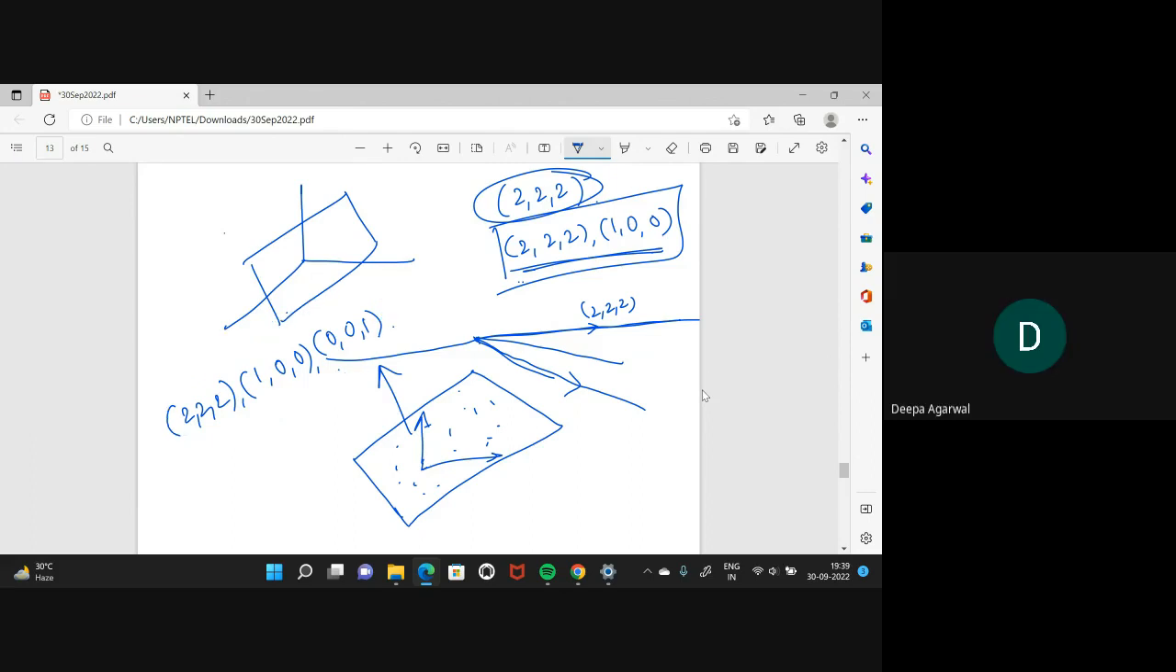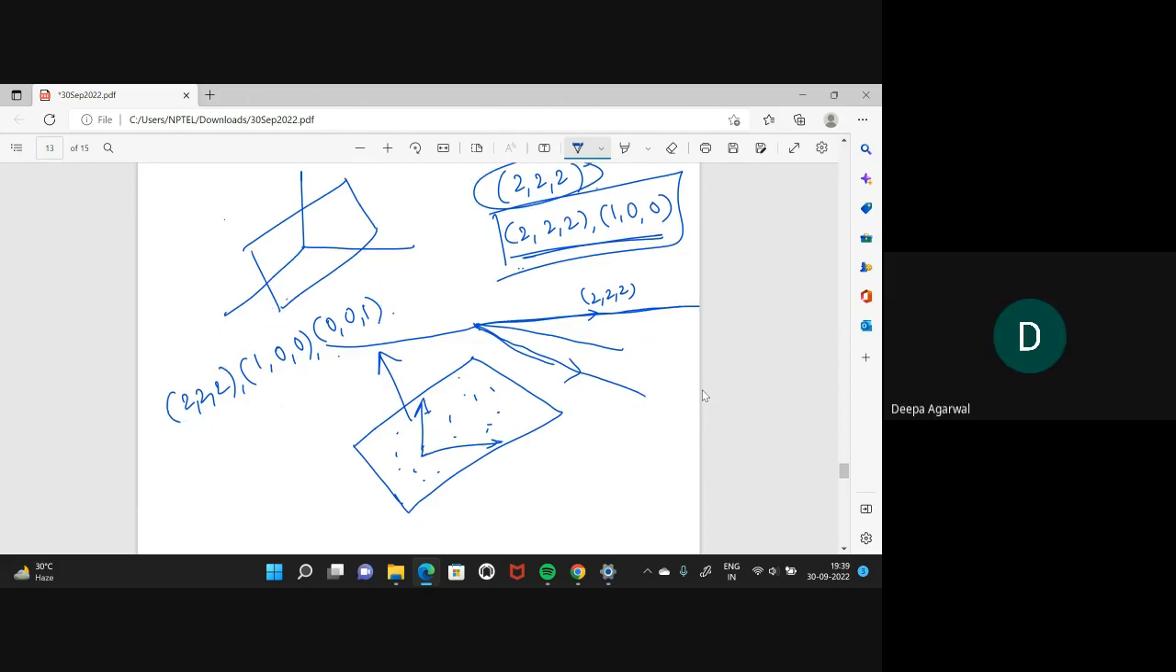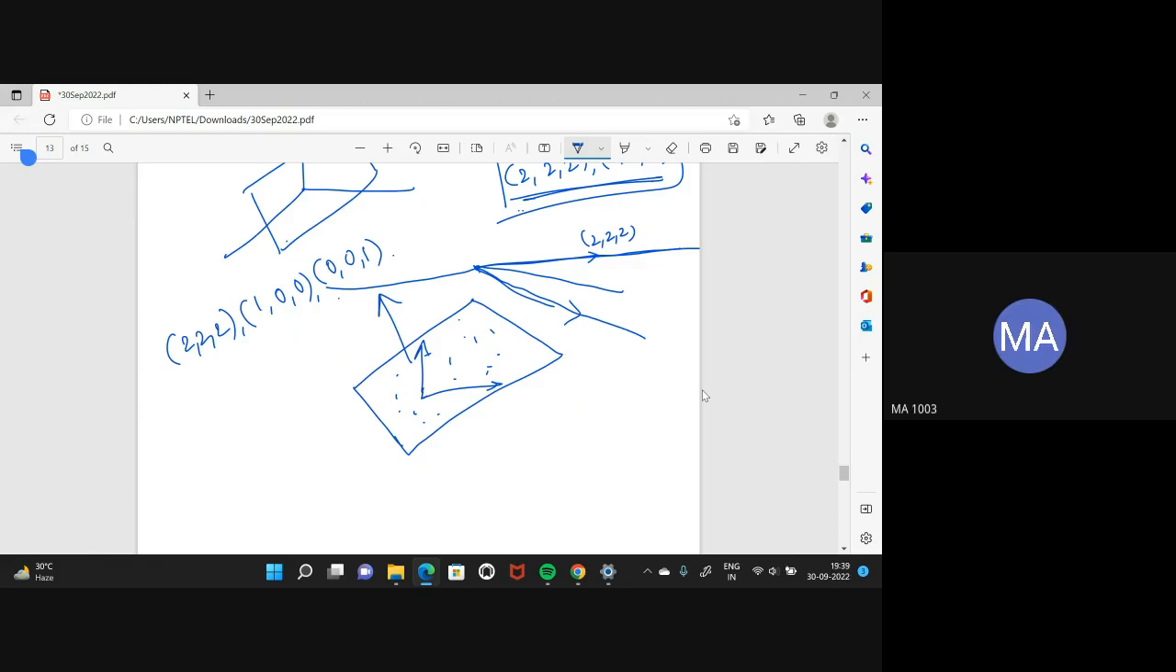Ma'am, does it mean if we span Rn, we need n directions? Yes. We always need n vectors. But ma'am, can you represent it mathematically?